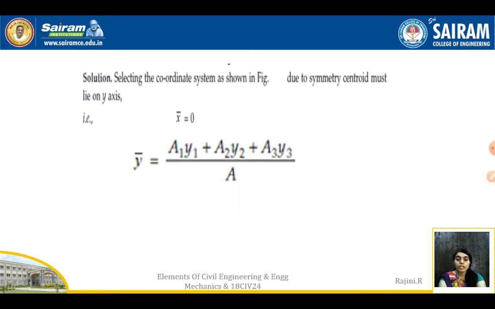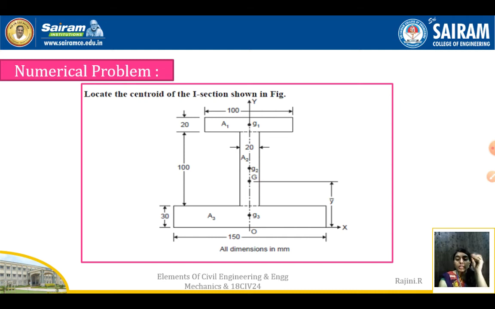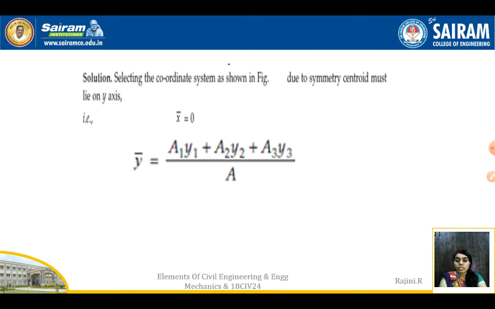Before this, you need to see whether the figure is symmetrical about the y-axis or the x-axis. Here, if you fold the figure about the y-axis, it is symmetrical, so there is no need to find the x bar; it is half of that. If you fold about the x-axis, it is not symmetrical, so you need to find the y bar alone. So selecting the coordinate system as shown in the figure, due to symmetry, the centroid must lie on the y-axis, so x bar is equal to 0. Zero means it is half of that figure.